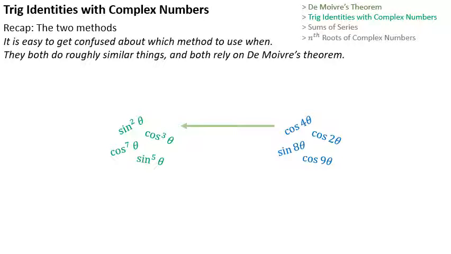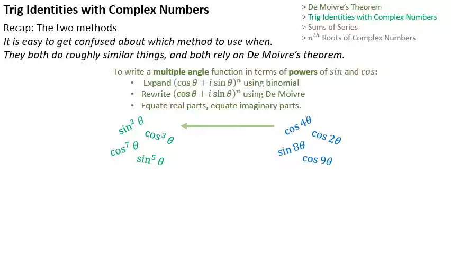So if you're going from the multiple angles to the powers, we are thinking in terms of, I've got cos 4 theta perhaps, and I'd like to write it in terms of powers of sine and cos. Then the method is the first method we went through. You're going to expand (cos theta plus i sine theta)^n using binomial expansion. Just expand out the brackets, and that will give you a bunch of powers of cos and sine. And then you're going to rewrite (cos theta plus i sine theta)^n using De Moivre. That will give us the cos n theta and the i sine n theta. And that is how you link to the thing you started with.